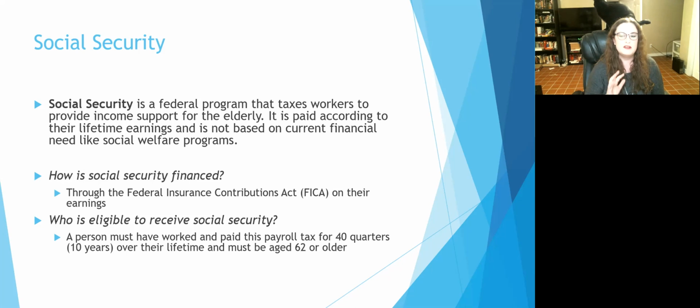So you can be 62 and earn a partial amount of Social Security, or you can wait a few more years and get the full contribution amount of your Social Security.